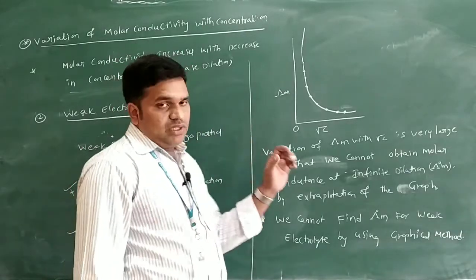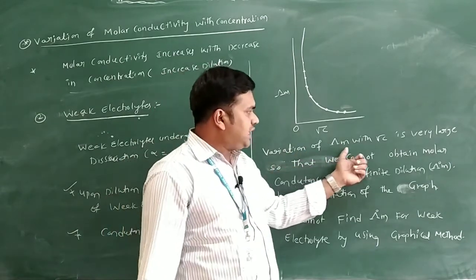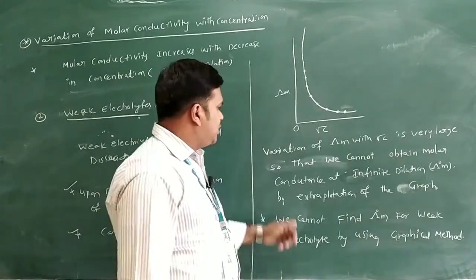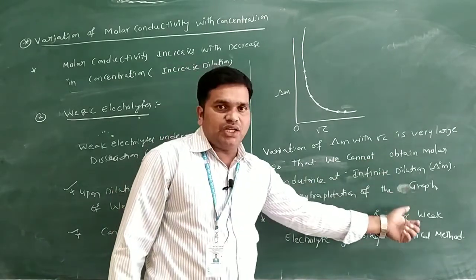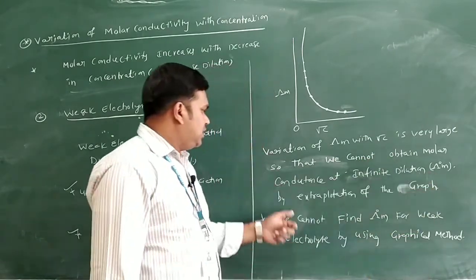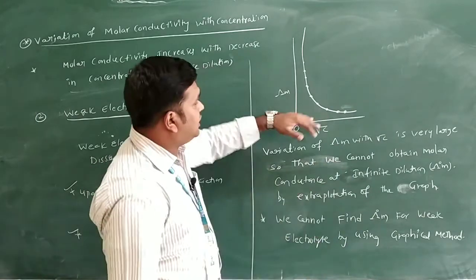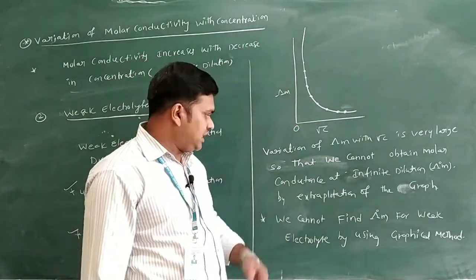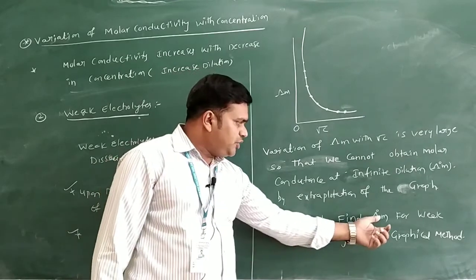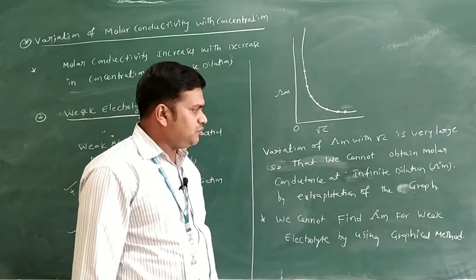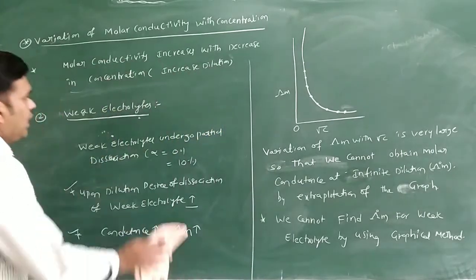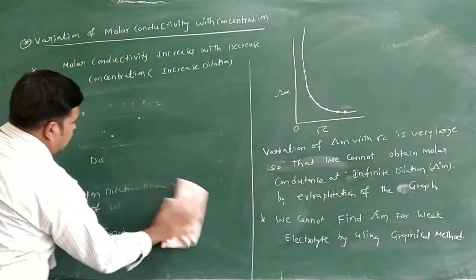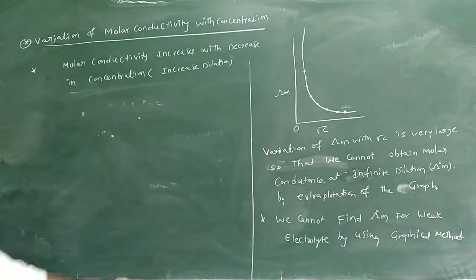See the matter I told, I will just write it here. The variation of the molar conductivity with concentration is very large, so we cannot obtain the molar conductance at infinite dilution, that is the limiting molar conductivity, by extrapolation of the graph. We can extrapolate the graph, but we cannot identify the molar conductivity. We cannot find the limiting molar conductivity for the weak electrolyte by graphical methods. So how can you find this limiting molar conductivity for the weak electrolyte? You can identify it by indirect methods only.